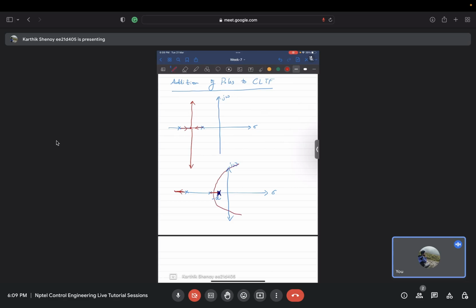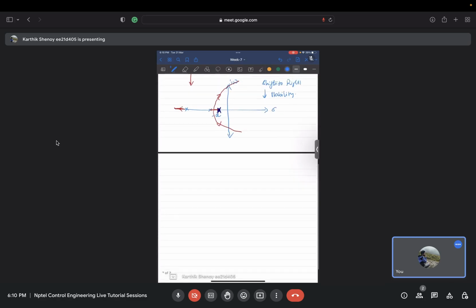So you can see the addition of a pole to the open loop system. What we are doing right now is open loop, because the root locus is drawn with respect to the open loop poles and zeros. So what will happen is the root locus changes and shifts to the right, which decreases the stability, right? So it decreases the stability.